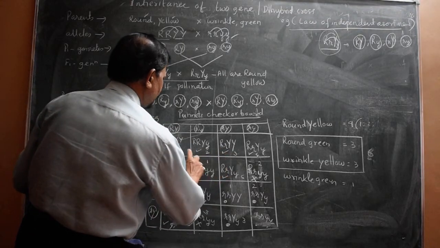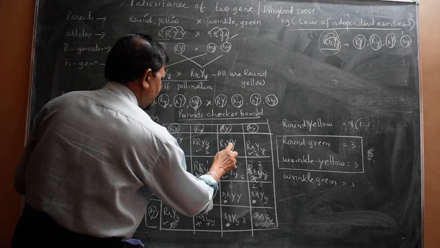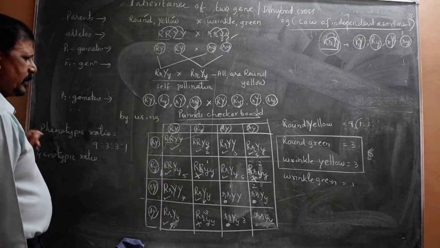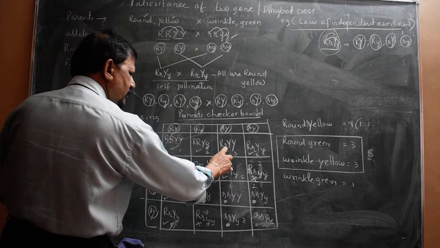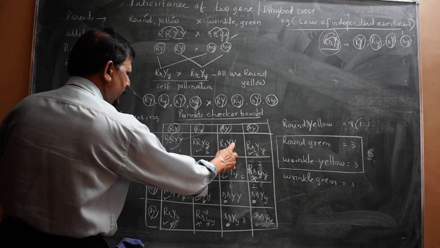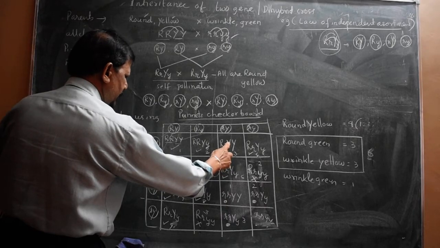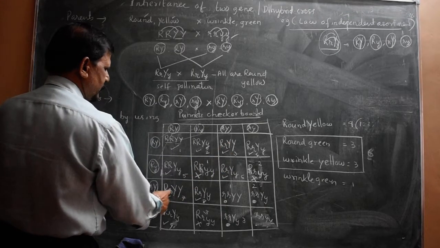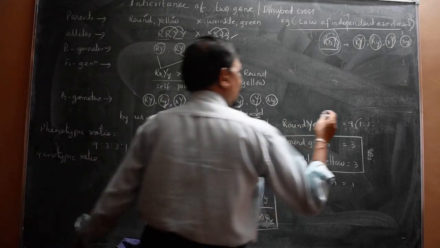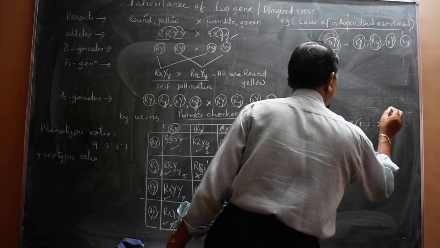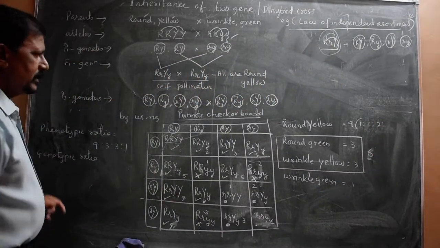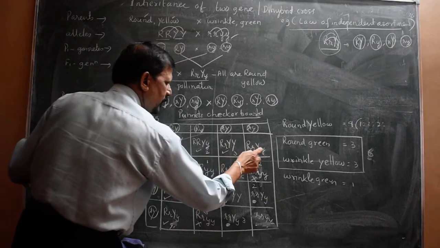Next plant: capital R, small r, capital Y. Capital R, small r, capital Y. See where else this type of plant is. This plant is there, and this plant is also there. See, these 2 plants are the same. 1:2:2, and then this type, capital R, capital R, small y, small y.